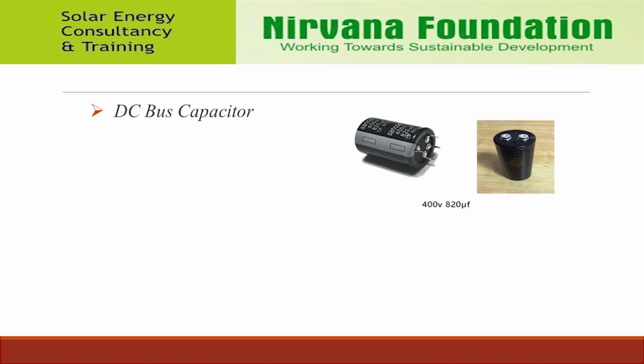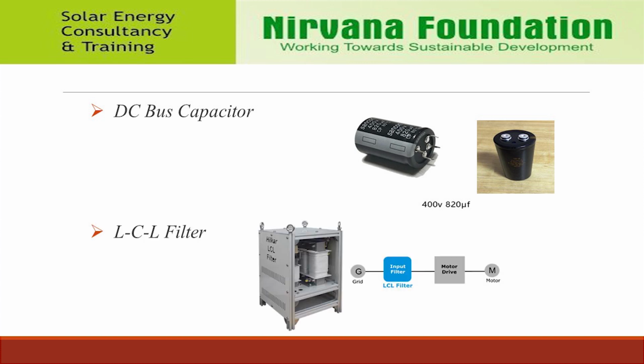DC bus capacitors. The bus capacitor is used in DC to AC inverters to decouple the effects of the inductance from the DC voltage source to the power bridge. LCL filter. A LCL filter is often used to interconnect an inverter to the utility grid in order to filter the harmonics produced by the inverter.